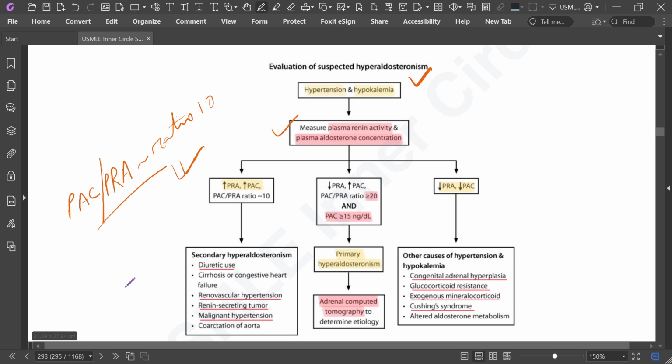What are the causes of secondary hyperaldosteronism? Diuretics are one cause. Renovascular hypertension, cirrhosis, CCF, malignant hypertension, renin secreting tumor, nephrotic syndrome, and coarctation of the aorta.